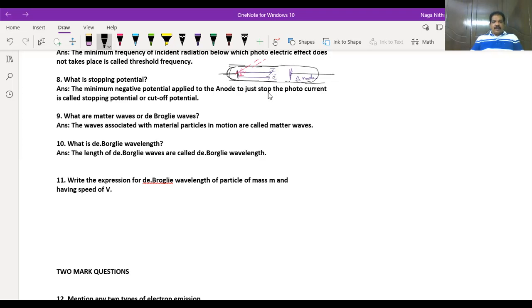Next, what are matter waves or de Broglie waves? The waves associated with material particles in motion. When material particles are in motion, the waves associated with them will be called matter waves. See the 10th question. What is de Broglie wavelength? The length of de Broglie waves will be called the de Broglie wavelength.